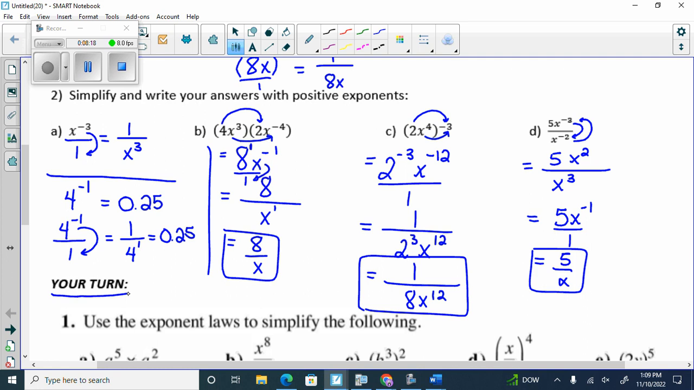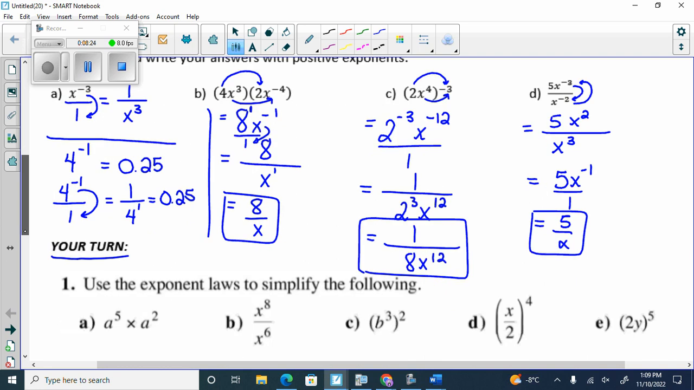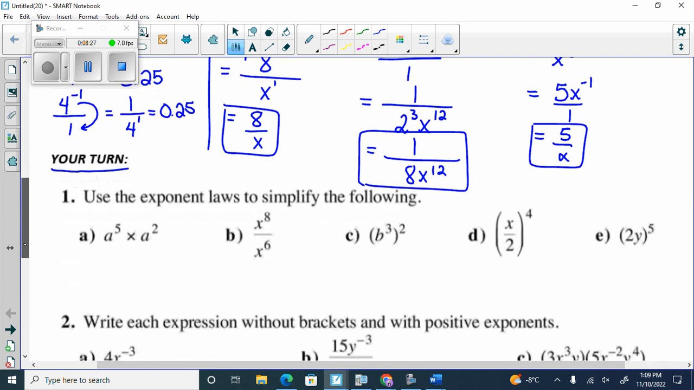Your turn. What do you suppose I'm going to want you to do? Do it. It's your turn. There's a number 1, and then number 2, and 2 en français.